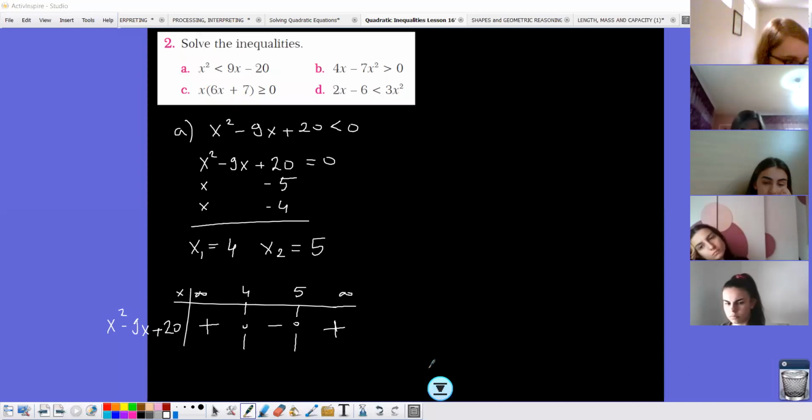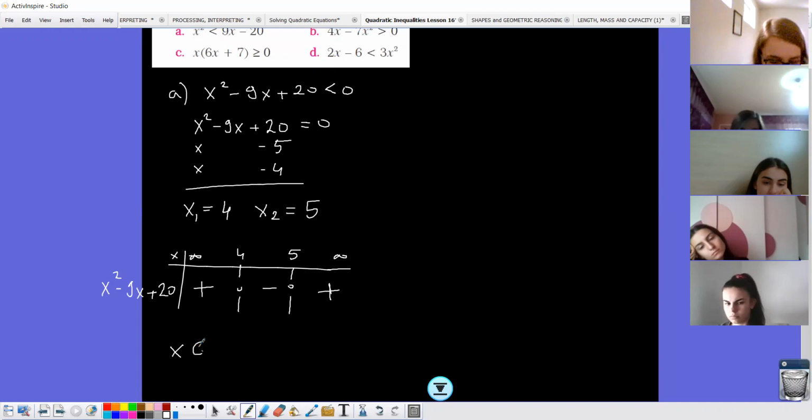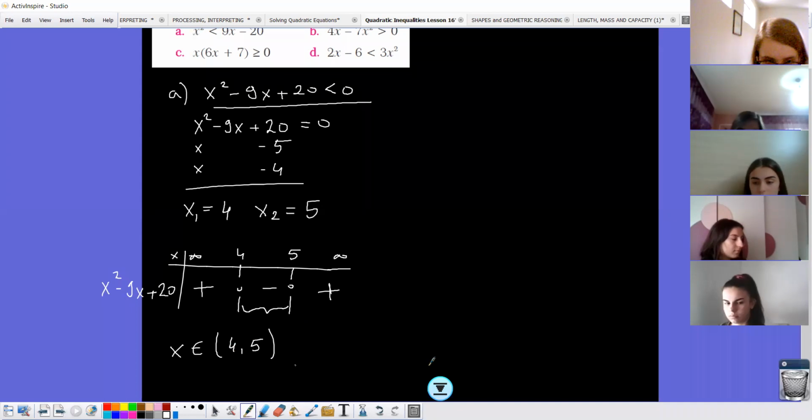Then, teacher, x is an element of which part are we taking? Teacher, minus infinity and 4. Why? What is our inequality? Less than 0, yes? So we are taking the negative part only. So x is an element of 4 and 5. Yes, okay, this is the solution.